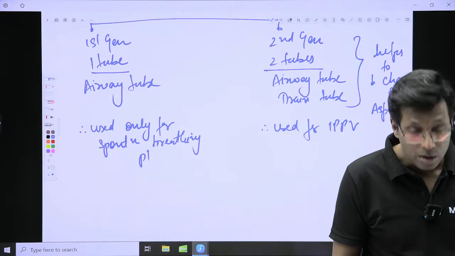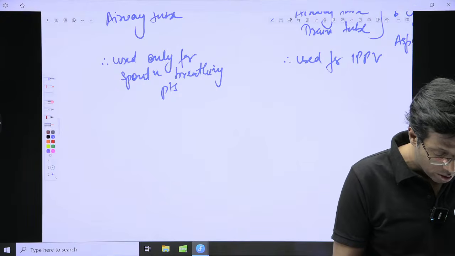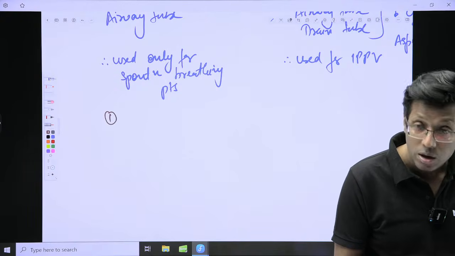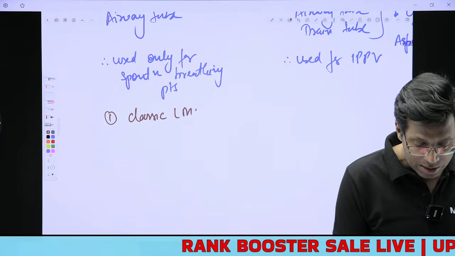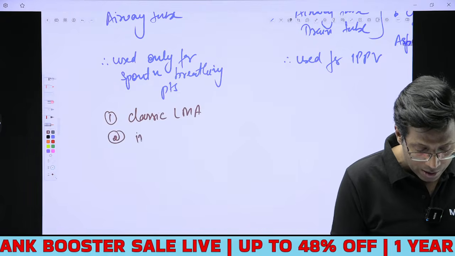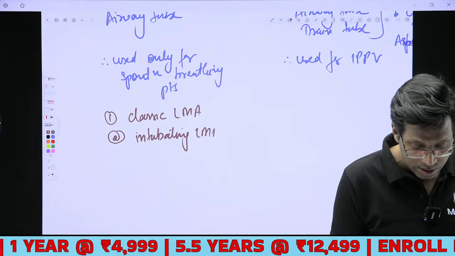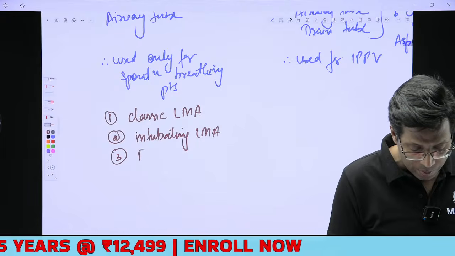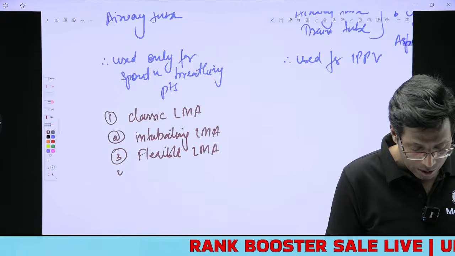I think you already know it. We'll just enumerate the names because that has also been asked in the exam. So therefore, you will have four names in first generation. One is classic LMA. Second is intubating LMA. The third that you can see, that you know, is flexible LMA. And the last is unique LMA.